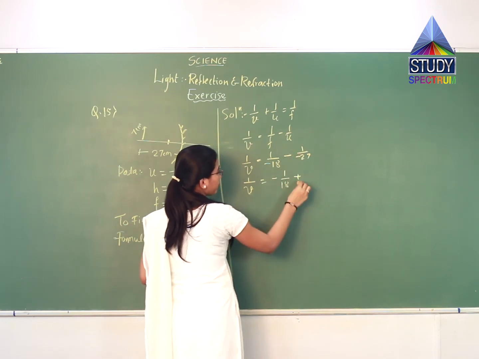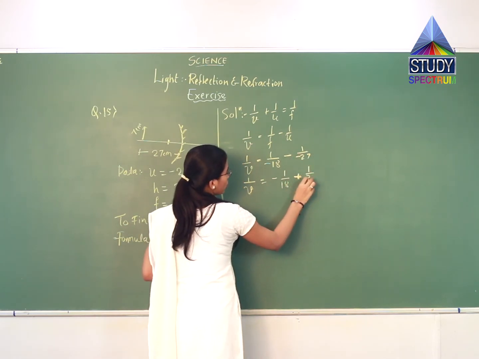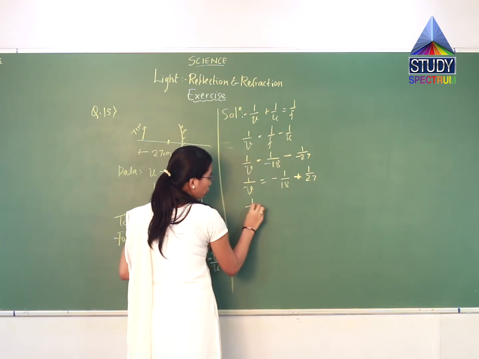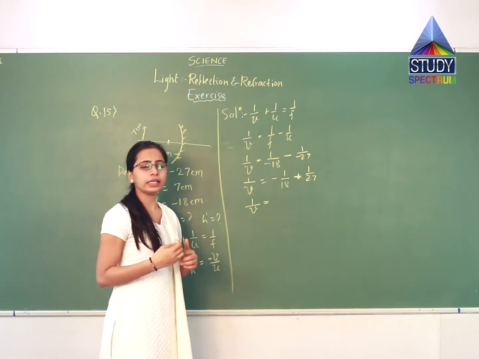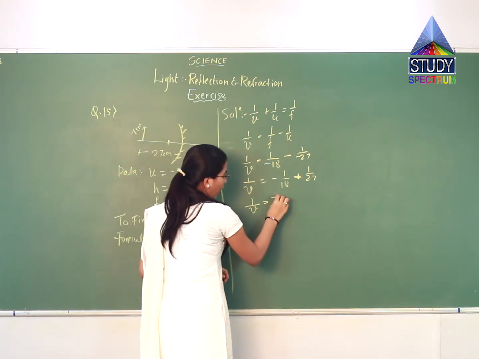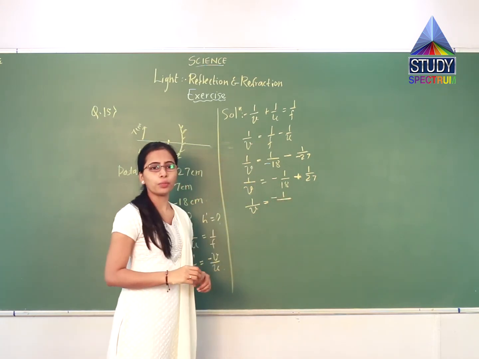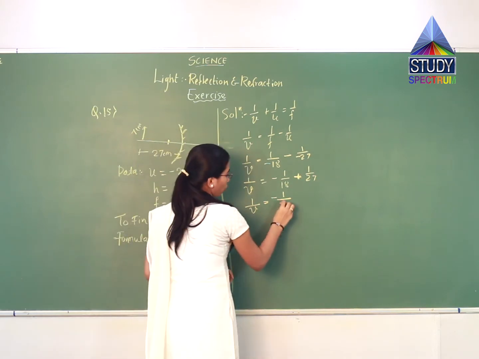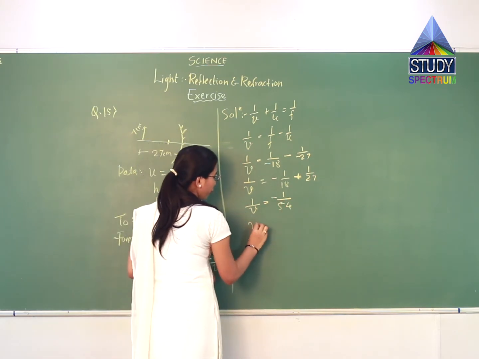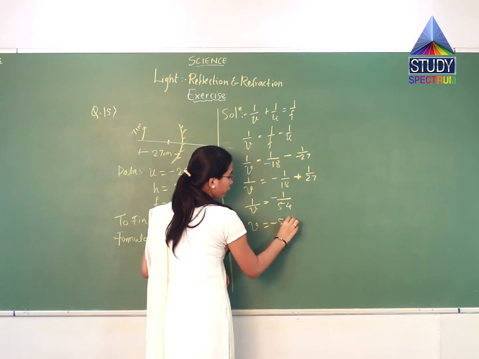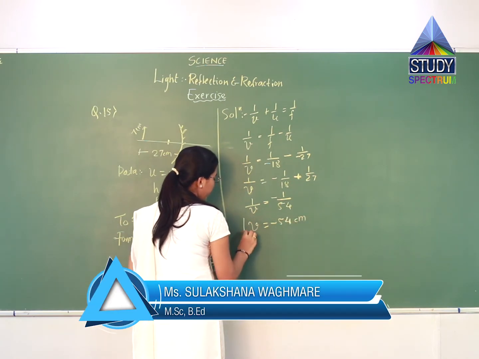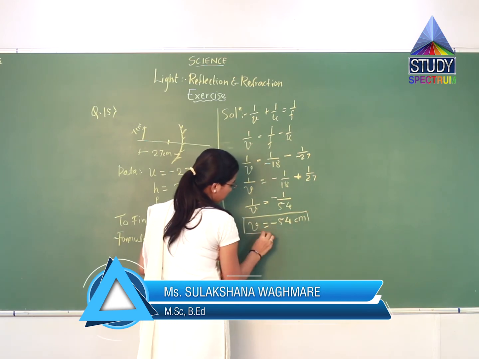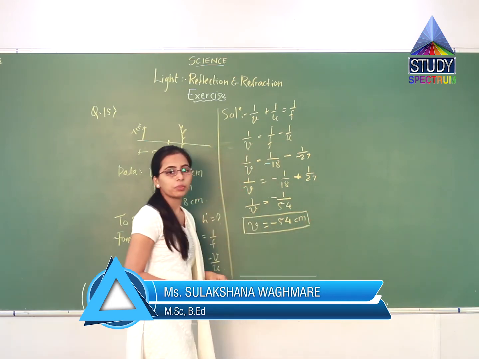This minus minus will become plus. So 1 upon 27. So after cross multiplication, you will get the value as minus 1 upon 54. So V will be minus 54 centimeter. So this is the value of distance of the image from the mirror.